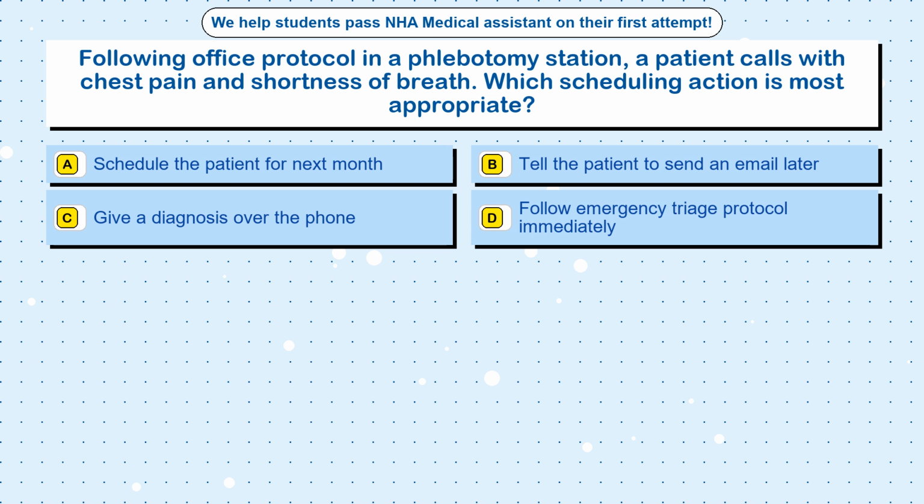Question 13. Following office protocol in a phlebotomy station, a patient calls with chest pain and shortness of breath. Which scheduling action is most appropriate? Option A, schedule the patient for next month. Option B, tell the patient to send an email later. Option C, give a diagnosis over the phone. Option D, follow emergency triage protocol immediately.